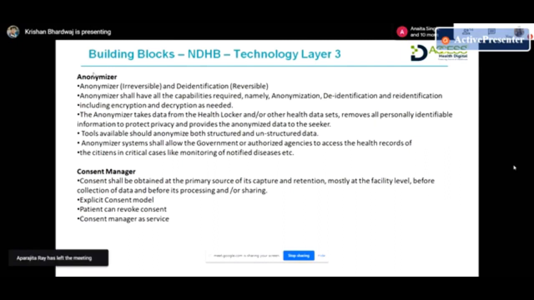And एक चीज और बोल रहे हैं इसके अंदर कि anonymizer system should allow the government or authorized agencies to access the health record of the citizens in critical cases like monitoring of notified diseases. So generally what they're saying is कि let us say government receive all the anonymized data, लेकिन वो पता लगा कि इसमें कोविड के suspected केस इतने हैं. Now they have to attend those patients. तो उनको तो पता लगाना पड़ेगा ना पेशेंट कहाँ रह रहा है. So they should have a way of kind of re-identifying those cases.